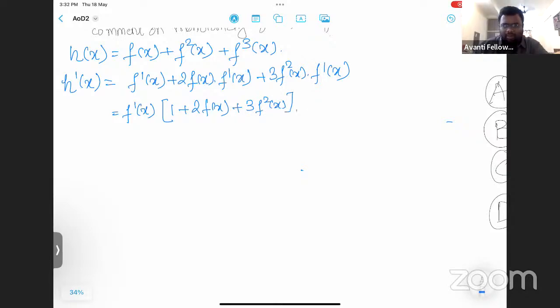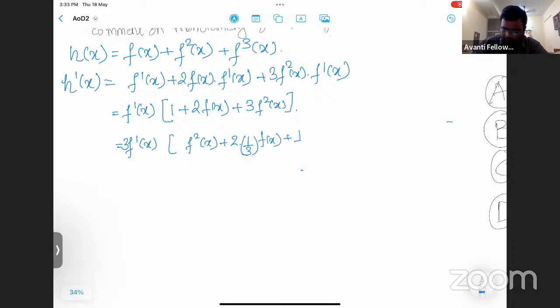Now, as such, we cannot comment on this particular expression. So we'll try to rearrange a few things and see what we can do. If you look inside the bracket, there's a square term, there's a single term, and there's a constant term. Does it look somewhat like a plus b whole square? So the same thing we'll do here. We'll take the 3 common, it will be easy then. 3, I've taken 3 common. So inside we are left with f square x plus 2 times 1 by 3 f(x) plus 1 by 3.